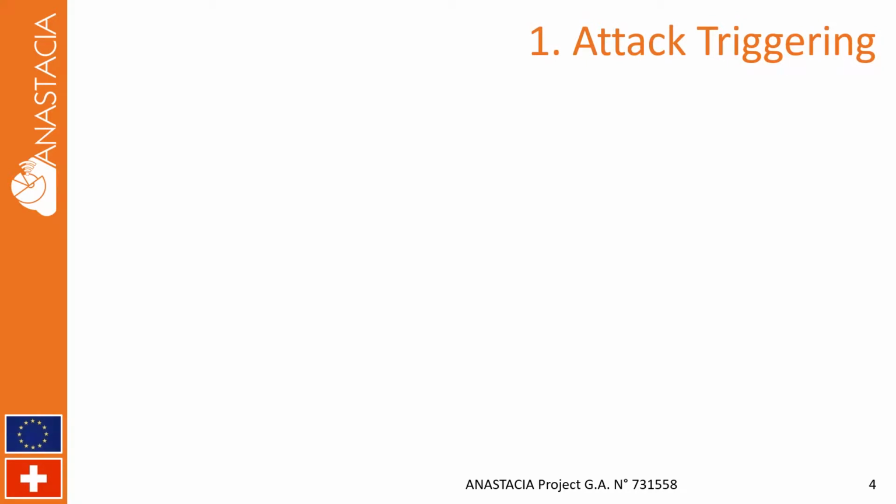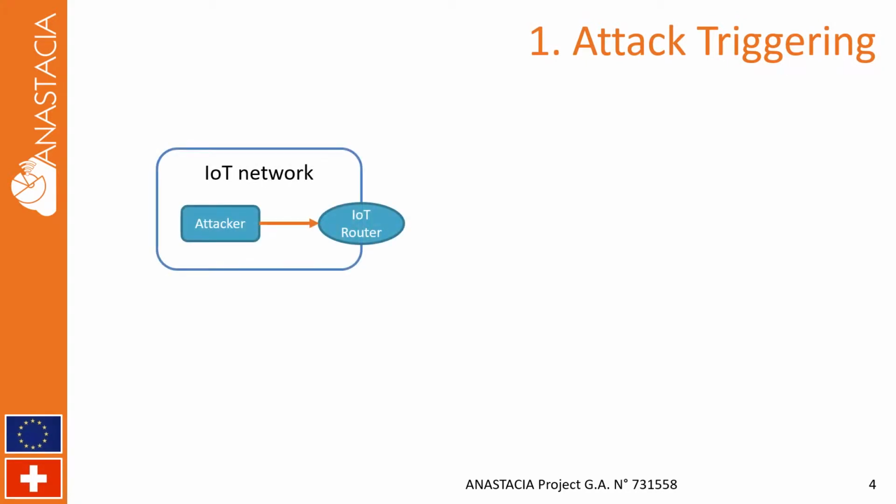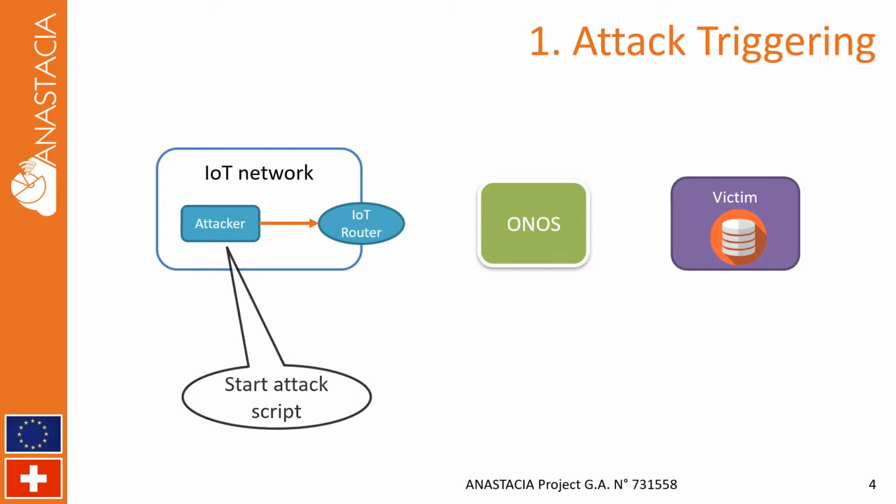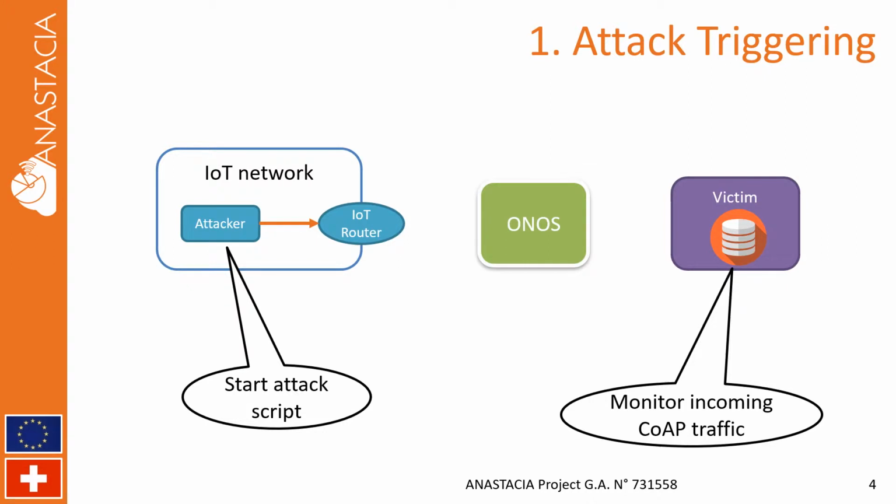For the attack triggering phase, we will have an IoT emulated network that will contain the attacker and an IoT router. On the other side, we will have a victim that will contain an SQL database. All this communication between these two components will be made possible by ONOS, an SDN controller. On the attacker side, we will start the attack script, and on the victim side, we will start monitoring the incoming CoAP traffic in order to see the packets coming from the attacker. ONOS will start to route all the packets from the attacker towards the victim in order to make the attack possible inside the emulated platform.